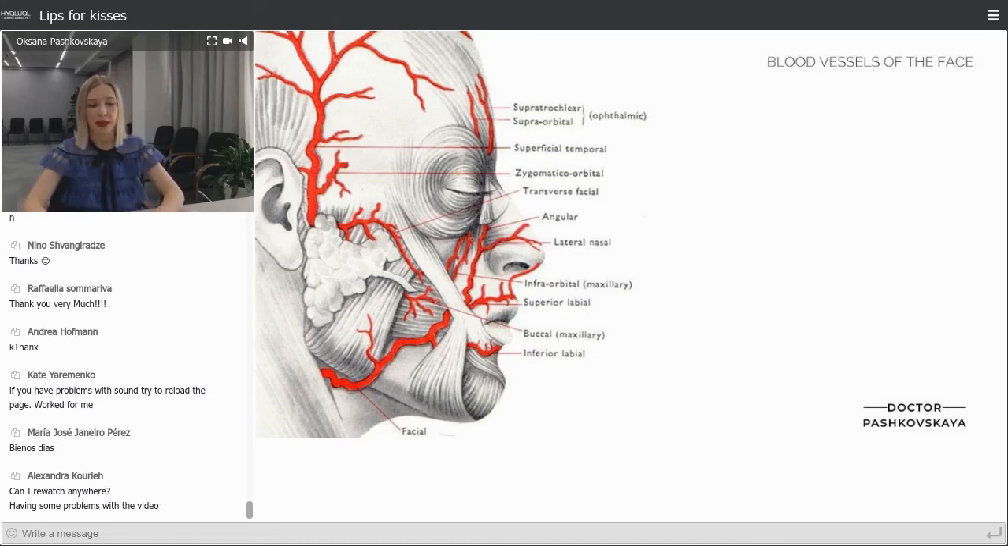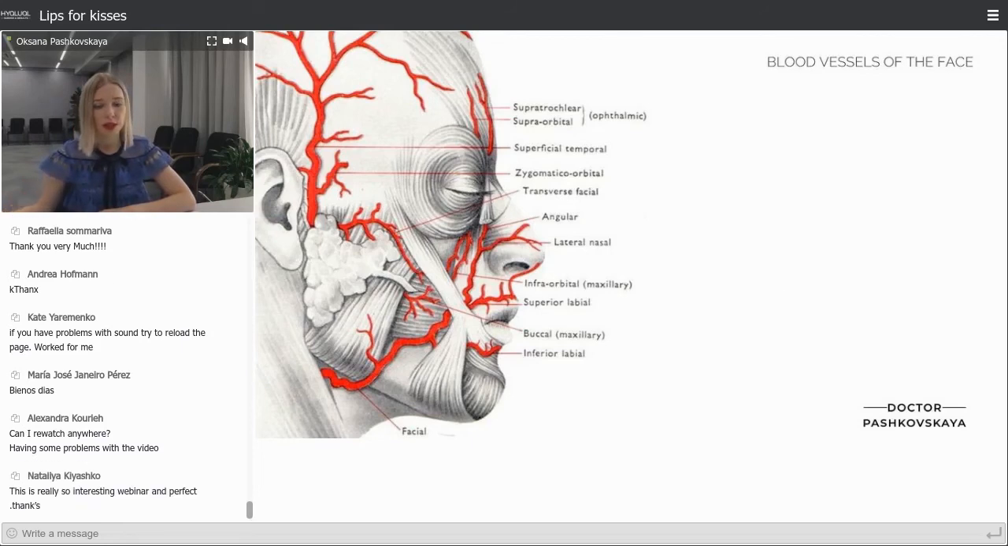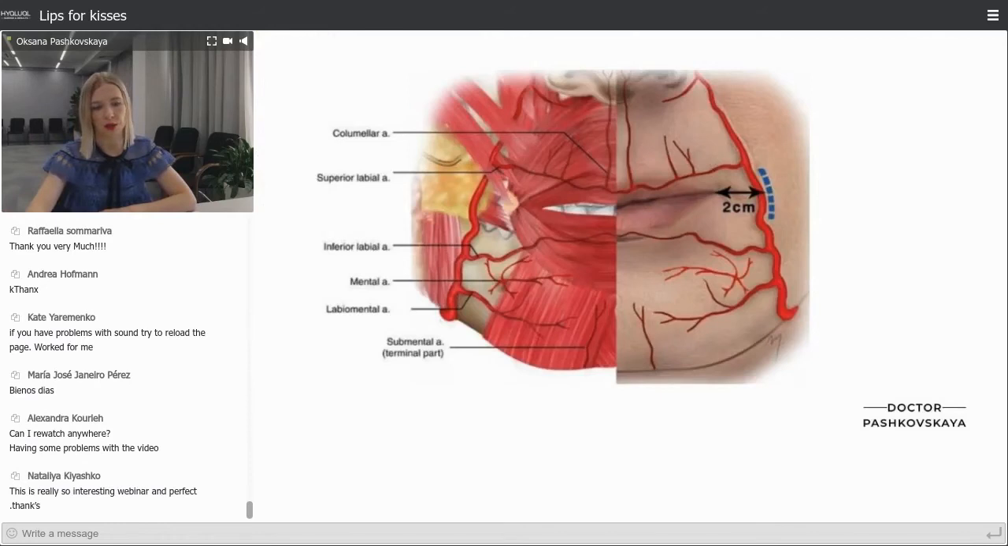And those branches connect with a couple of branches from the other side. They give collaterals, and also supply the columella, the tip of the nose, and after that the facial artery goes to the alar of the nose and becomes the angular artery. So what is important to us when injecting the lips is the layer on which the artery supplies the tissues.